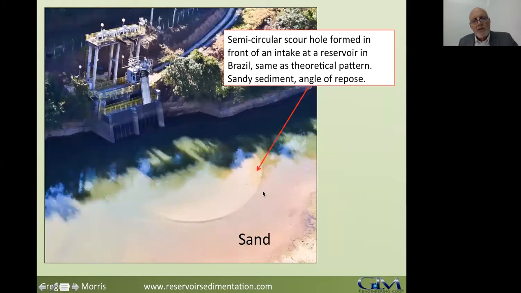This picture shows a photograph of a reservoir in Brazil, mostly sandy sediments. You see the intake here on the left-hand side, and you see the semicircle, which is the scour hole, which has been created by the pressure flushing procedure. You can see it's very, very localized. This is all you're going to get from pressure flushing. You can keep an intake open if the pressure flushing outlet is underneath an intake, for instance, but that's all you're going to get.